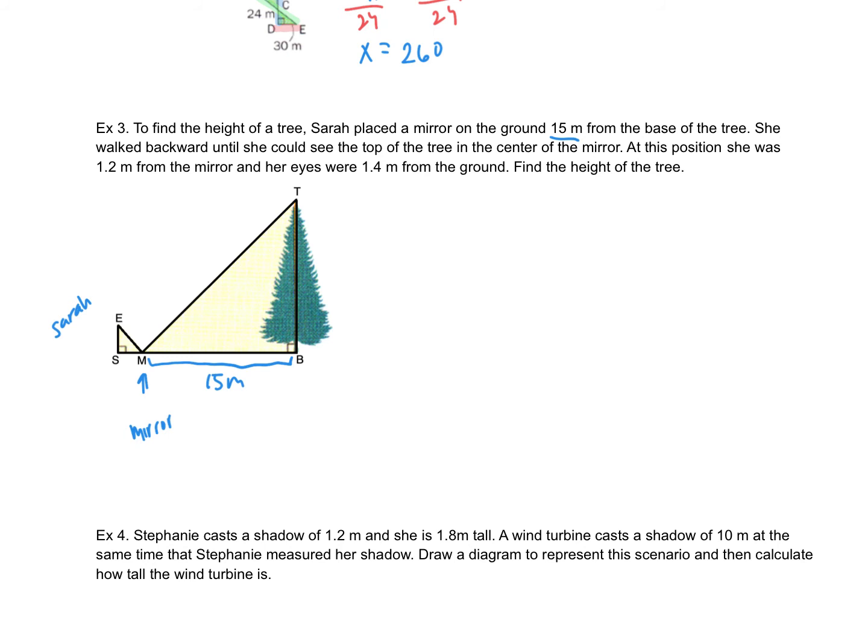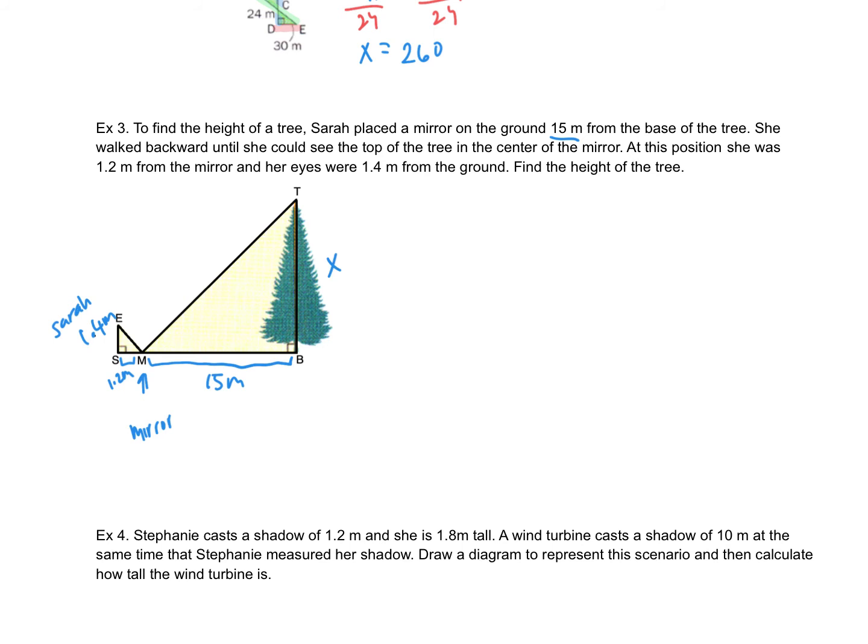At this position, she was 1.2 meters from the mirror. Okay, so this portion here is 1.2 meters, and her eyes were 1.4 meters from the ground. So almost her height, 1.4 meters. Find the height of the tree. So we're looking for this.